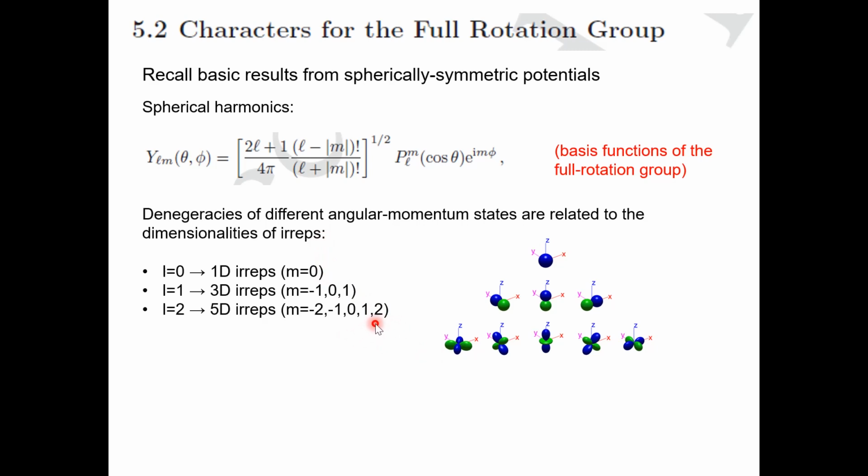Okay? So this is an important result, because this paves the way for us to find the matrix representations, the matrices for the irreducible representations of the full rotation group. You basically can use all the tools that we developed in the previous chapter and use those in this specific case.